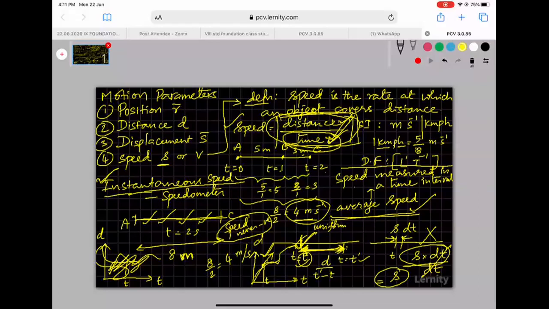So if you want to take a screenshot, please go ahead. I'll wait for a very small time. All right. So I'm going to clear the board now.